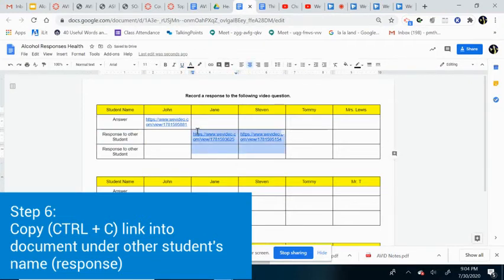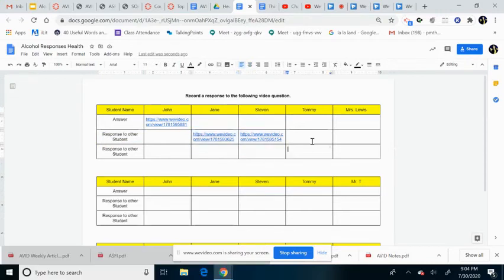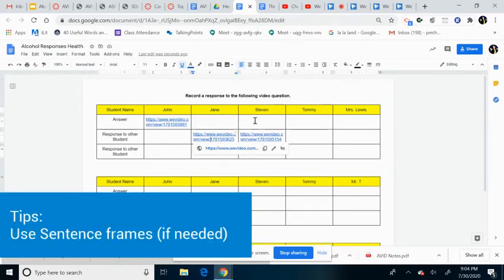Again, if there's space, I can put it up there. If there's no space, I have to find a different student to respond to. But in this case, I listened to Jane's, and I responded to her. I gave what I thought using whatever sentence frames or whatever kind of conversation moves I might have. And that's basically it.